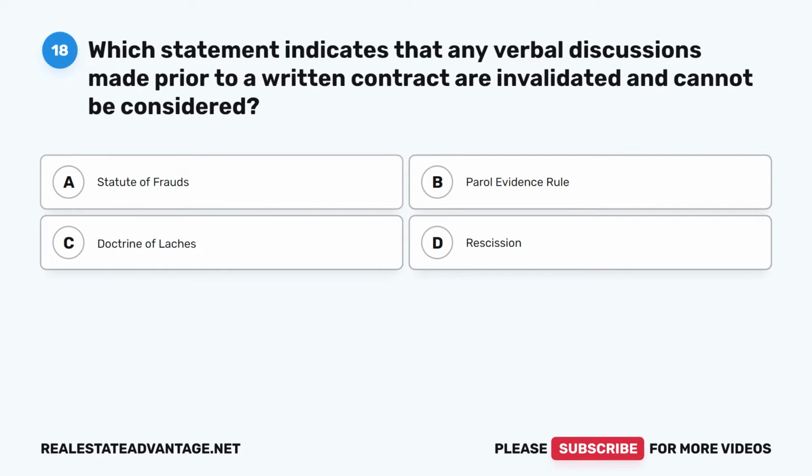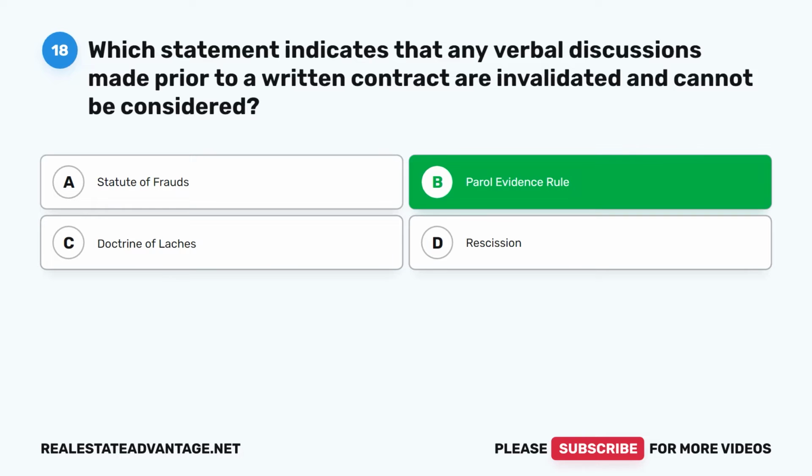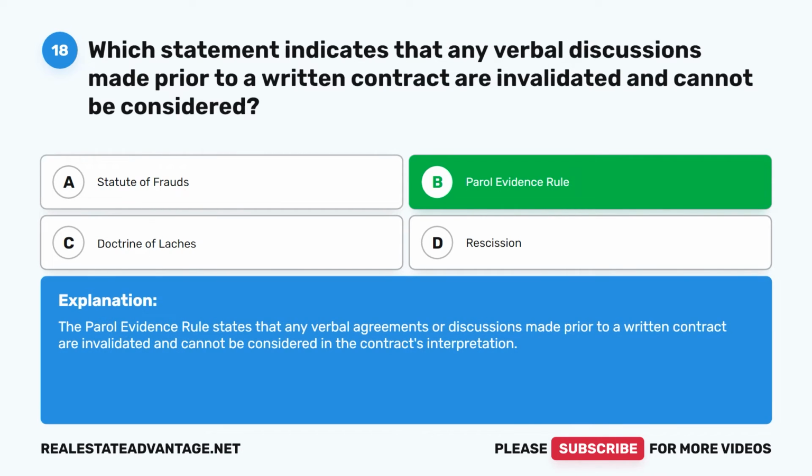Question 18. Which statement indicates that any verbal discussions made prior to a written contract are invalidated and cannot be considered? A. Statute of frauds. B. Parole evidence rule. C. Doctrine of Laches. D. Rescission. The correct answer is B. Parole evidence rule. The parole evidence rule states that any verbal agreements or discussions made prior to a written contract are invalidated and cannot be considered in the contract's interpretation.